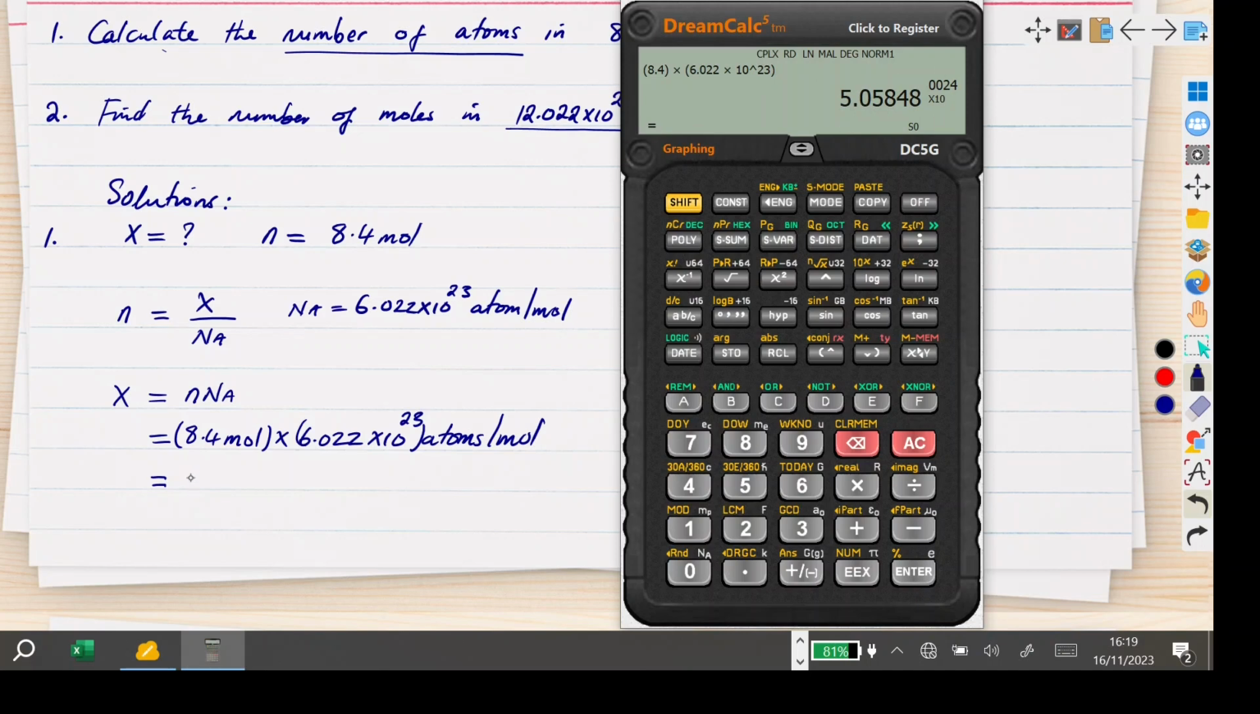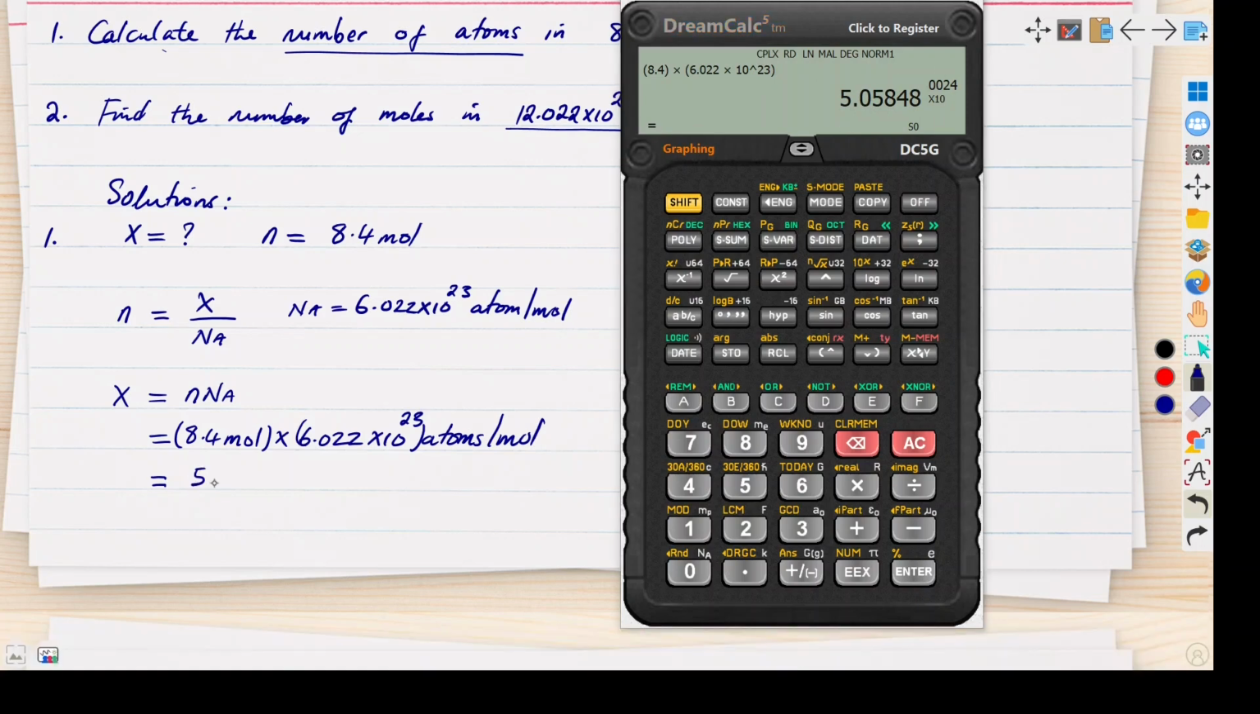It is 5.058 48. Then this mole and this mole here will cancel, so you remain with the atoms. Oh sorry, there's something still missing here. There is times 10 to the power 24. So you say times 10 to the power 24, then you put the atoms.